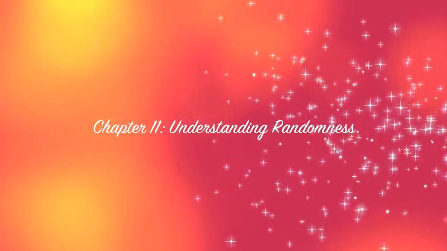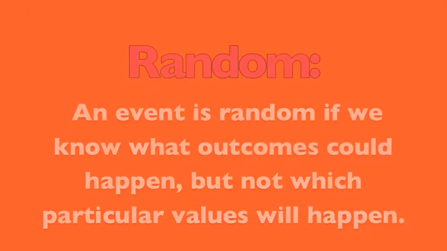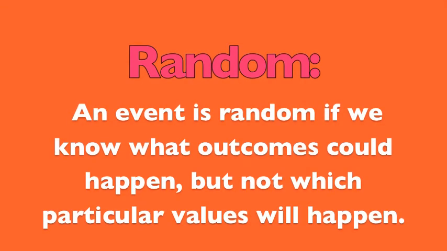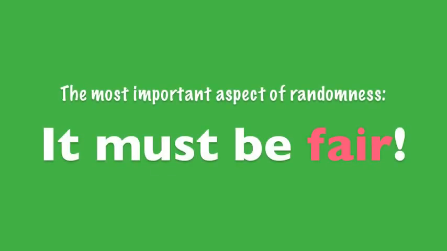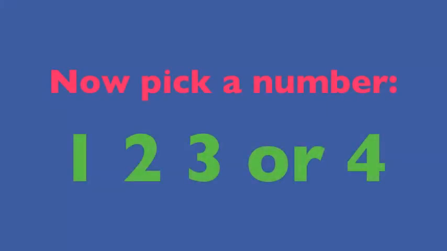Chapter 11, Understanding Randomness. To begin with, an event is random if we know what outcomes could happen, but not which particular values will happen. It is essential to remember that the most important aspect of randomness is that it must be fair. Now, to understand this concept a little better, please pick a number between 1 and 4.